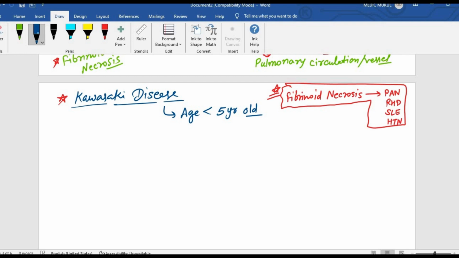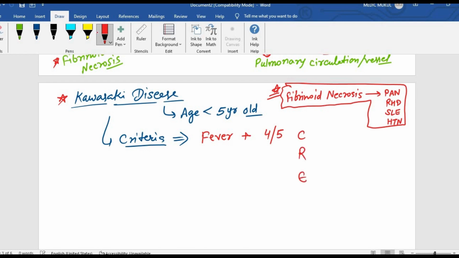See, for the diagnostic criteria, we take a baby that is known as the CREAM baby. So a child less than 5 years old will be the cute baby. That's why we take CREAM. For the criteria, we take the fever and the CREAM baby, the 5 year old very cute baby. We take many characteristics of that baby, and 4 out of 5 we will choose of the CREAM baby. So what is the CREAM?